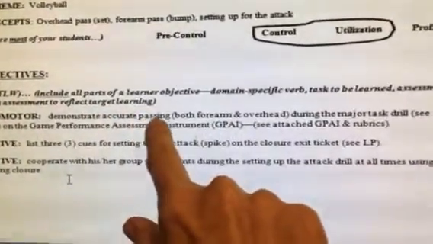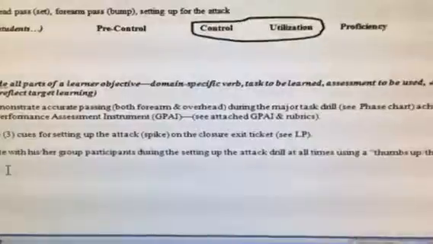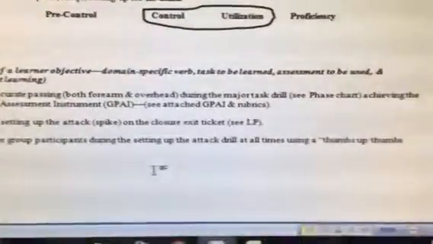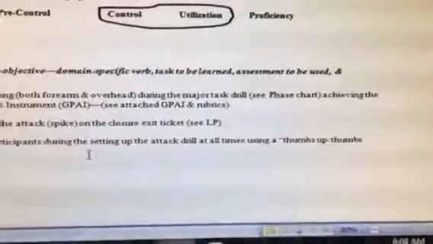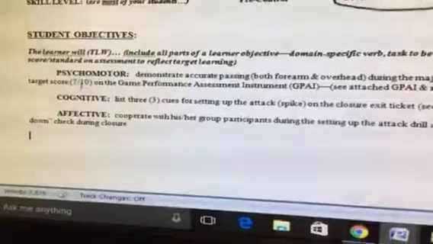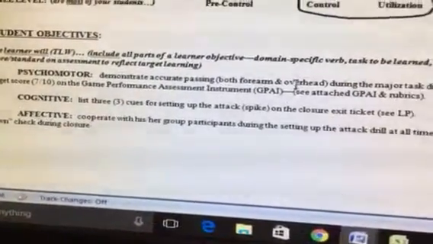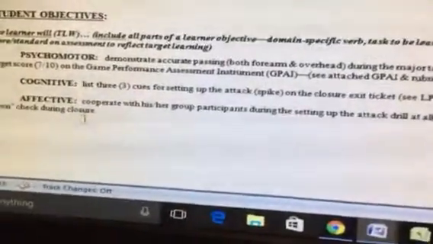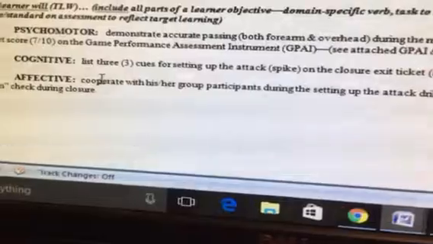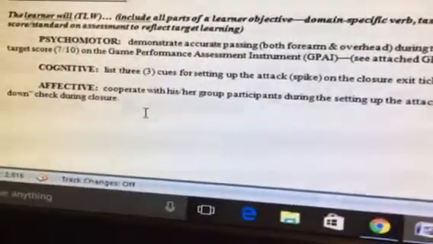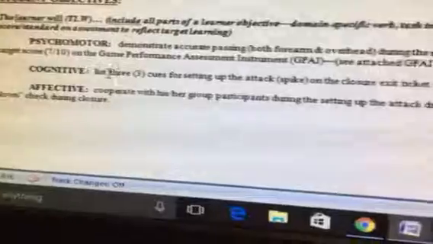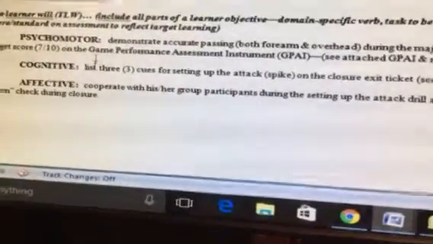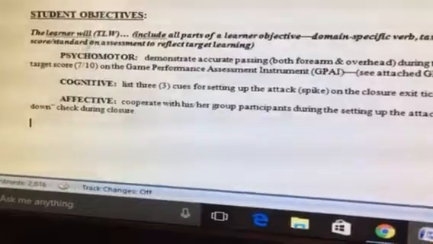So, for instance, psychomotor is demonstrate accurate passing, both forearm and overhead, during the major task drill. And then we'll talk about the phase chart in just a second. And then achieving the target score of 7 out of 10 on the game performance assessment instrument, GPAI, and I've attached those as well, and you should too if you're going to be including an assessment that is hard copy like that. Cognitive is list 3; right here is the standard or the score.